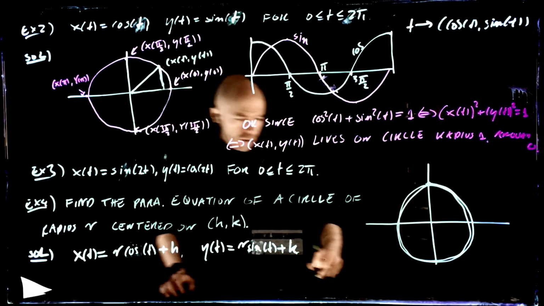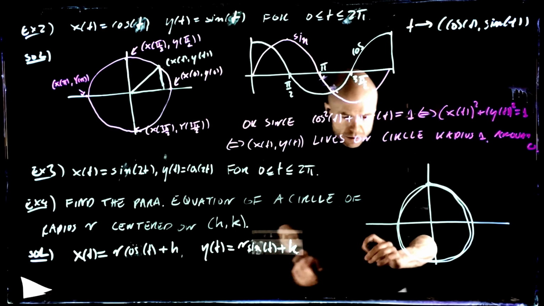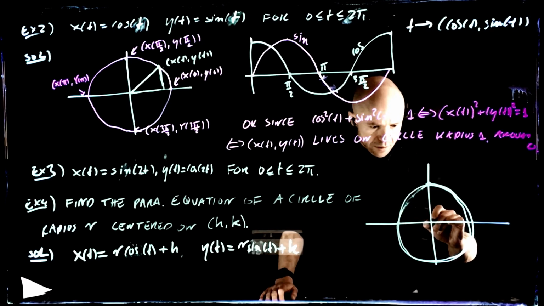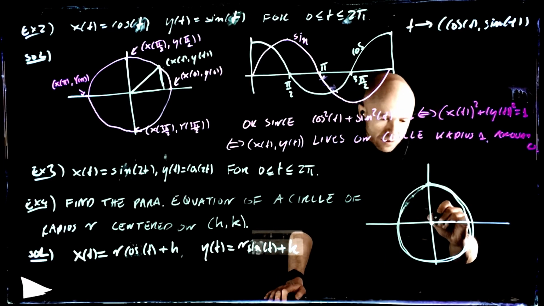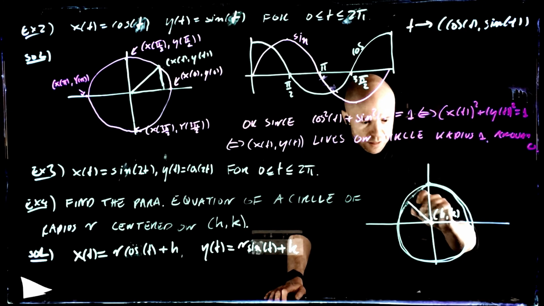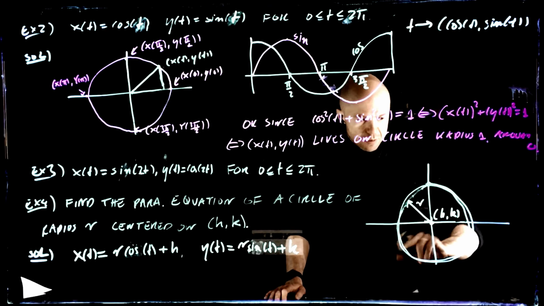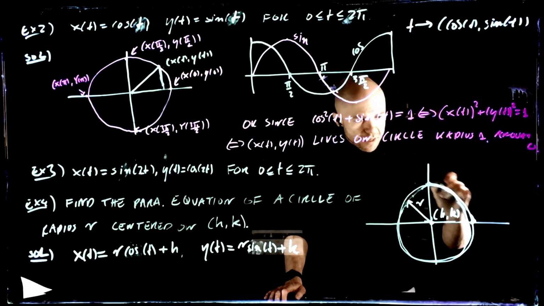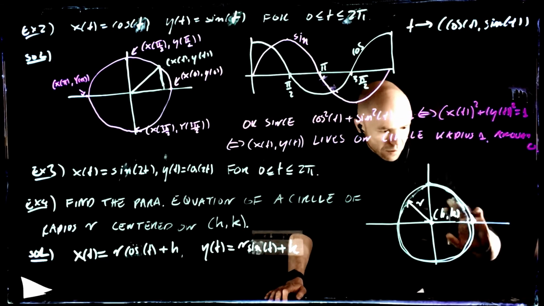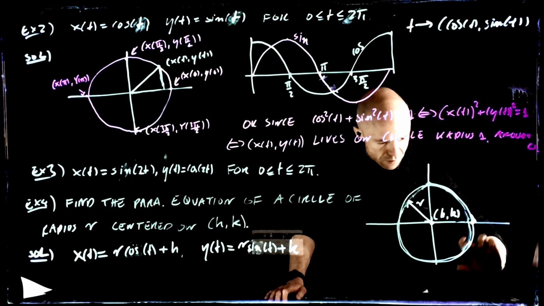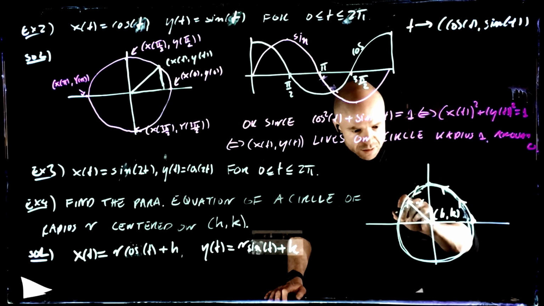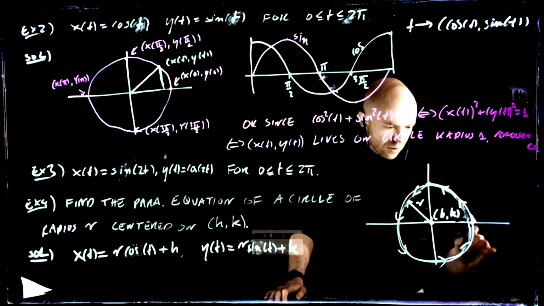So let me reuse this picture. This is the circle centered on this point, which is (h, k), of radius r like this. Right? This is what this thing is. And then when t is equal to 0, we start here, and then we go around like this in an anti-clockwise way.